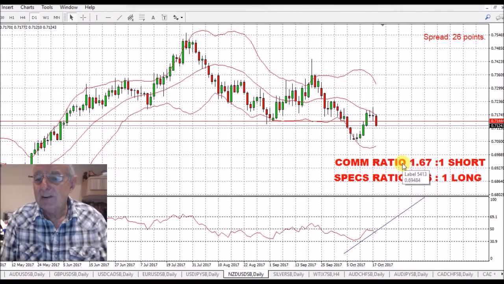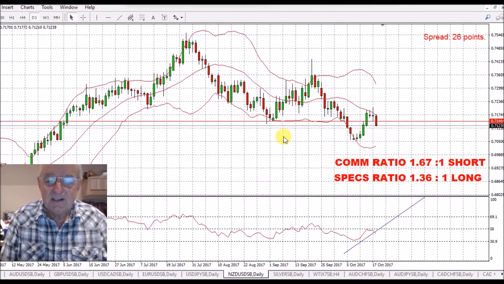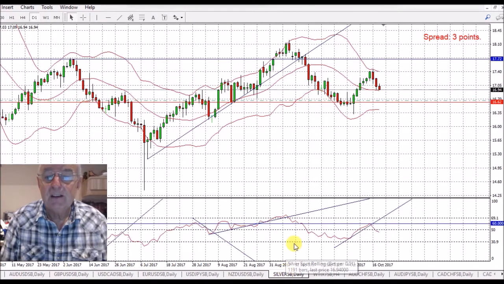So really, I am expecting this to follow on through. And I believe by the time we get to Friday, we will see this short ratio increased. Because yeah, I believe we're going to see that increase. So that's where we go with that one. Again, there's better opportunities on the crosses than directly against the US dollar.